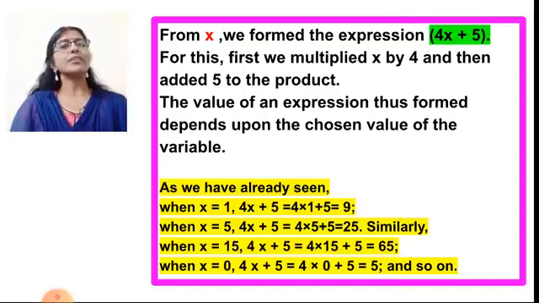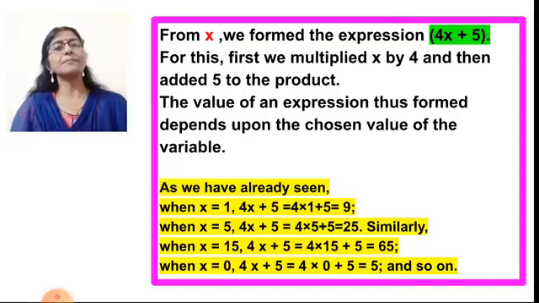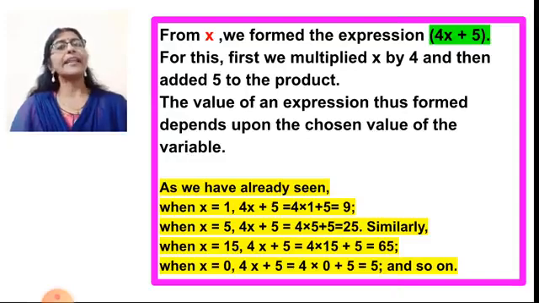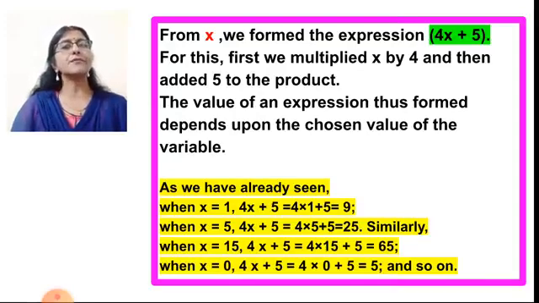When x is equal to 1, 4x plus 5, this is our expression, will become 4 multiplied by 1 plus 5. 4 into 1 is 4, 4 plus 5 is 9. So the value of the expression will become 9. Next, if you take the value of x as 5, 4x plus 5 will become 4 multiplied by 5 plus 5. That will be 20 plus 5 is equal to 25.